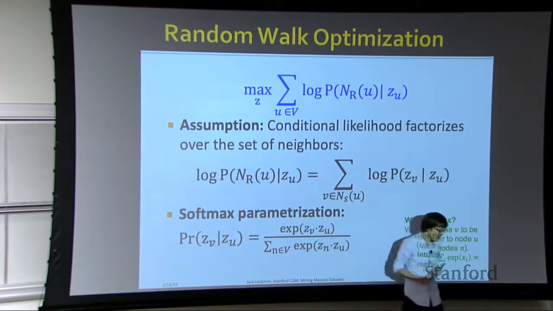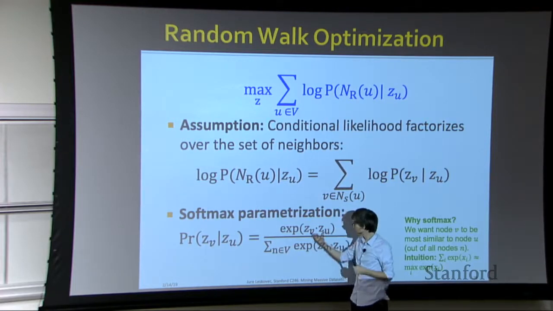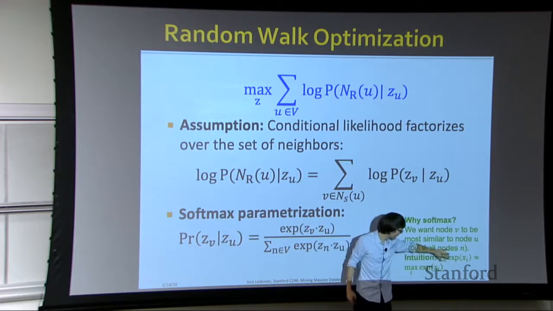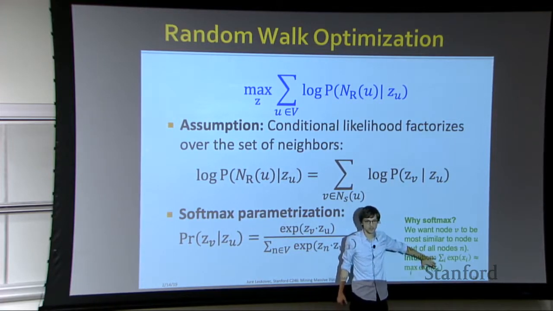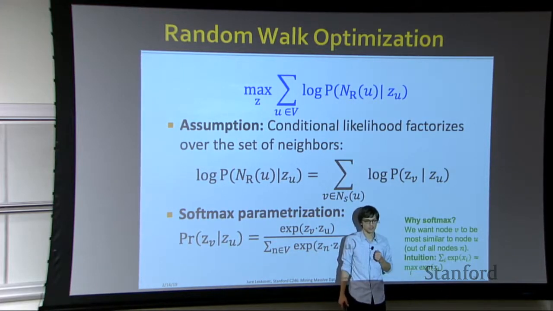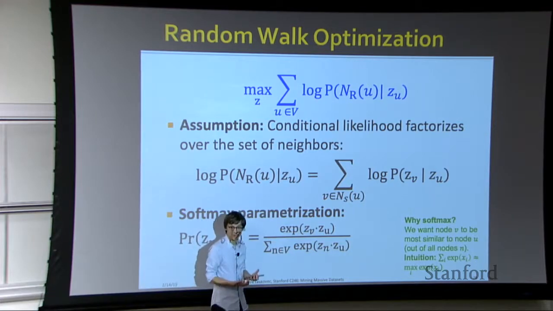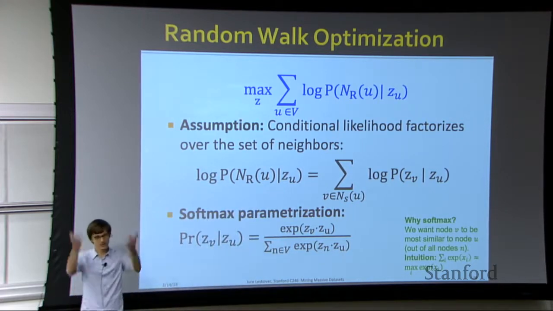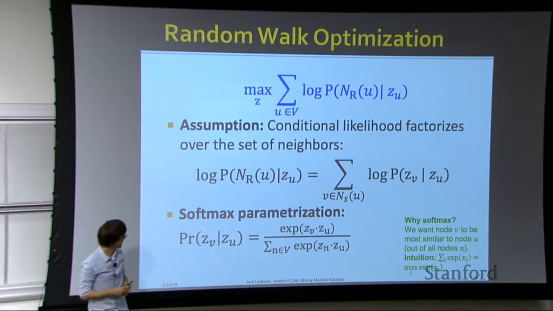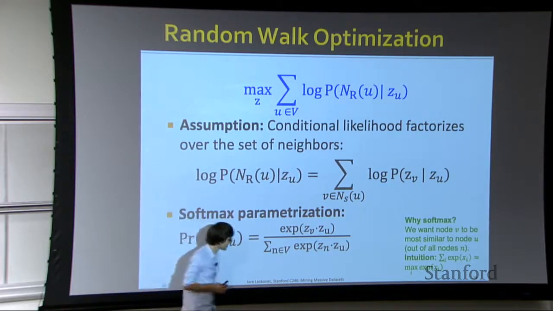The reason why this is called a softmax is because I want node V to be most similar to node U because it's in the neighborhood. The intuition is that the sum of the exponents is about the same as the maximum of the exponent. If I have a sum over i of exponent of x_i, that will give me a similar value to taking the largest x_i and exponentiating it. So the idea is that I want to find the maximum, the largest element. One way to do that is to exponentiate the elements and sum them up, because when I exponentiate, the biggest one gets so much bigger that it overshadows everyone else. So this is like a maximum, but a soft version of it. That's why this is called softmax.